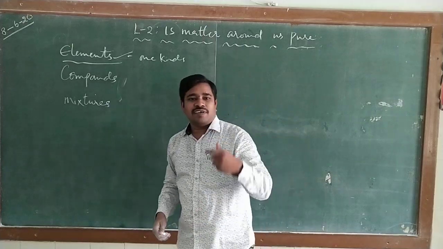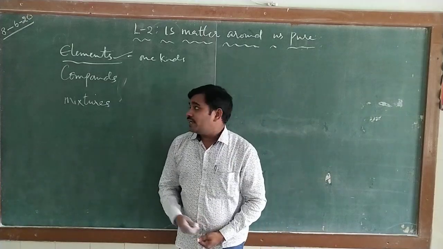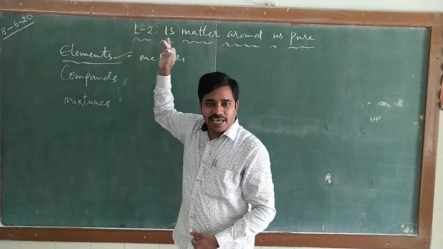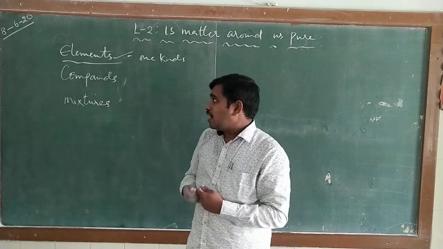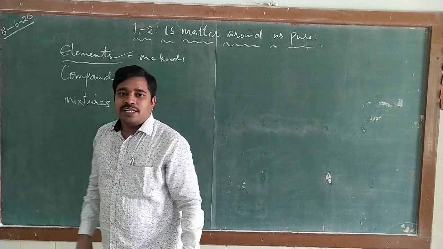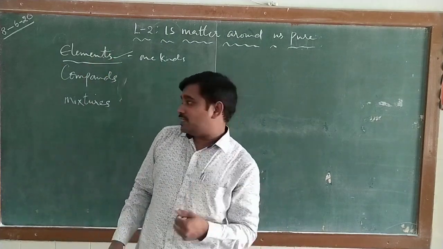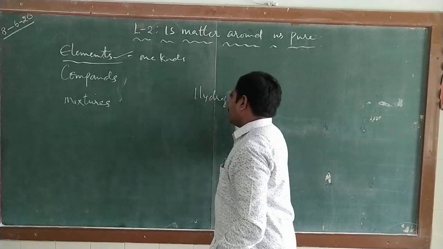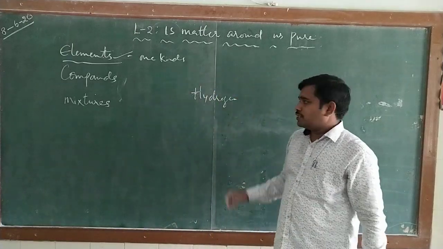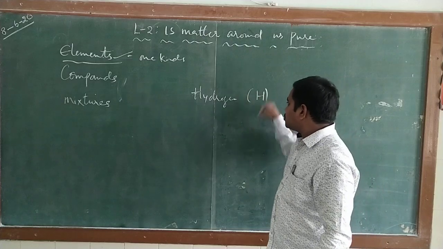Presently we have nearly 180 elements, and these are categorized into metals, non-metals and metalloids, and we already discussed their properties. For elements we have some rules to write. For example, what is the first element we are discussing? Hydrogen. What is the symbol of hydrogen? We are going to write it as H.